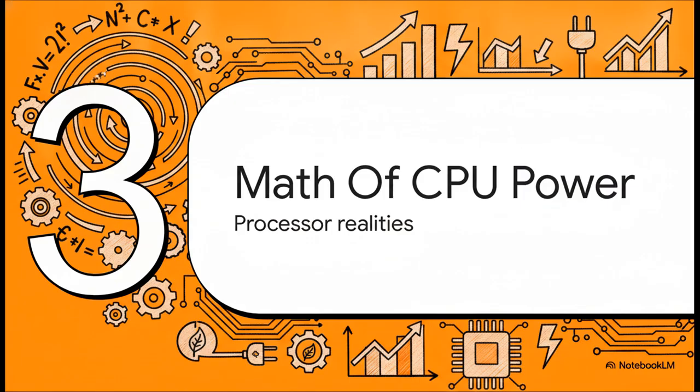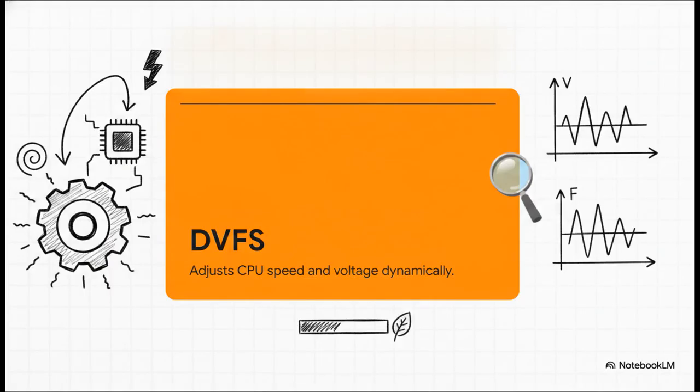Okay, moving into section 3, the math of CPU power. This is where the engineering gets super interesting. Let me introduce you to the engineer's ultimate secret weapon for controlling how much energy a processor eats. It's called DVFS, which stands for Dynamic Voltage and Frequency Scaling. See, back in the day, CPUs just ran at one fixed speed and one fixed voltage all the time. But modern processors are incredibly smart. They use DVFS to dynamically adjust their clock speed, that's the frequency, and the electrical pressure driving them, the voltage. And they scale both of these up and down on the fly, millisecond by millisecond, depending on exactly how much work needs to be done right then and there.